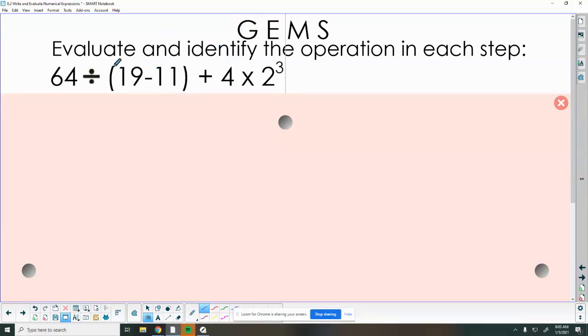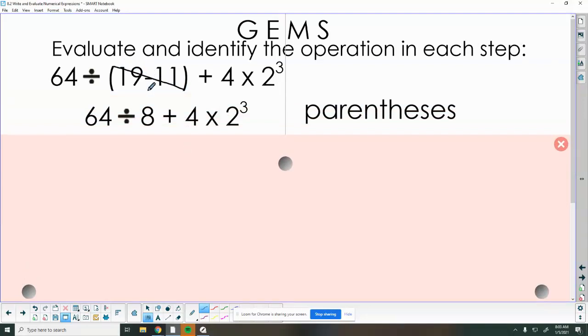So if we do this first one, 19 minus 11 equals 8. So I bring that down, and then here's my divide and my 64 divided by 8 plus 4 times 2 cubed. We did the parentheses. So I have no more parentheses. So now I'm looking for any exponents, which we have one here at the end, 2 times 2 times 2. So go ahead and see if you can do 2 cubed and bring it down and see what the next step of the problem looks like.